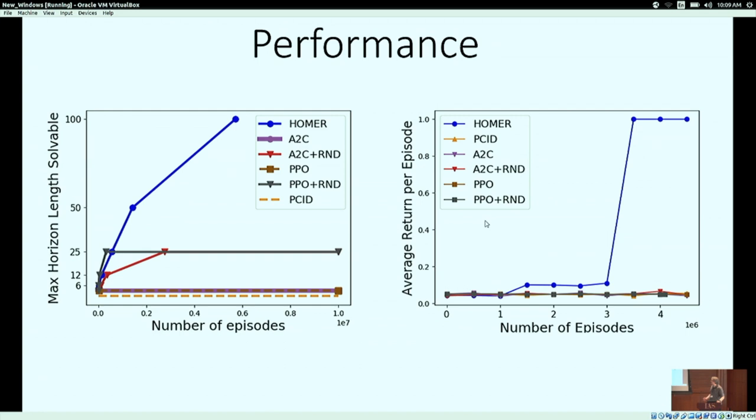All right, so just to reiterate a little bit, let's say we want to achieve the maximum reward, or at least half of the maximum reward. How many episodes does it take to actually discover that for versions of the problem with varying horizon lengths? You can see that up to 25, these random network distillation approaches can be effective, and then beyond that, it's just this Homer algorithm which can actually be effective.